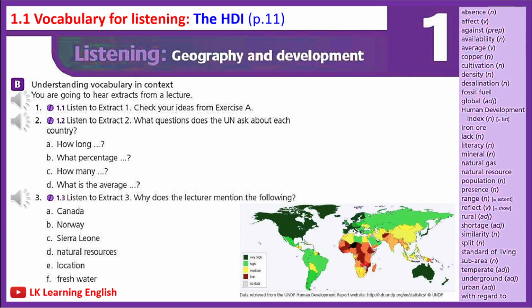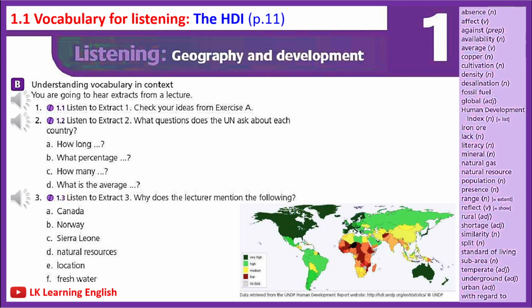Theme 1: Geography and the Modern World. Lesson 1.1 Vocabulary for Listening, the HDI. Exercise B1. Listen to Extract 1. Check your ideas from Exercise A.